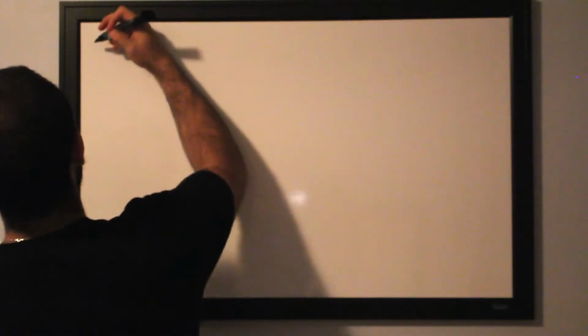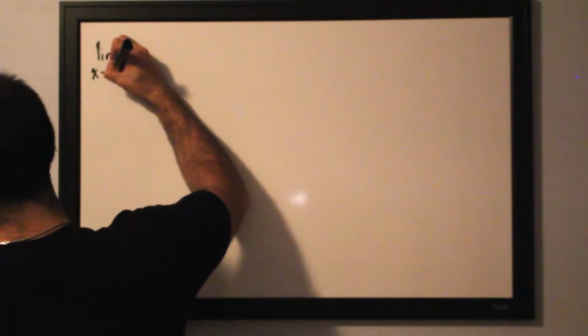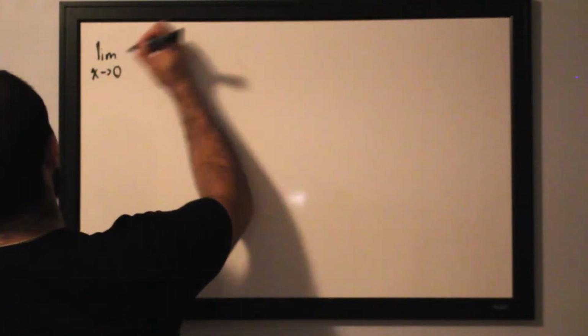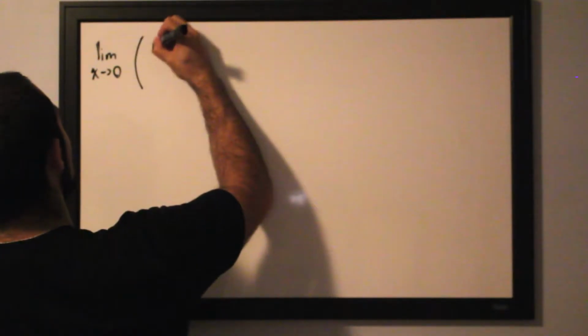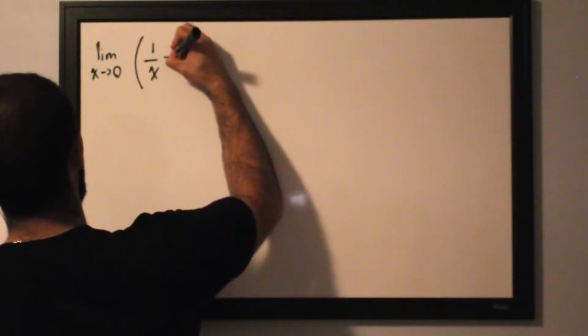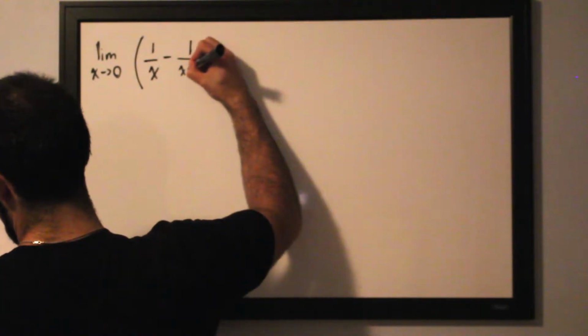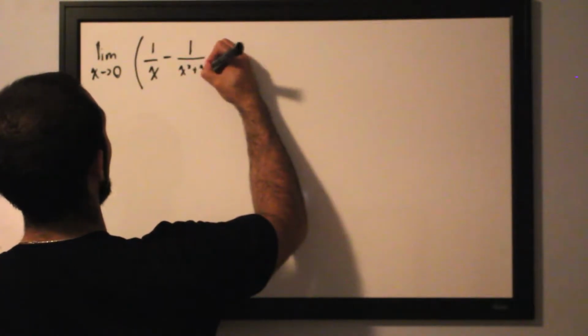Going to be finishing up soon. We got 2 more. This one looks terrifying. We're going to take the limit as x approaches 0, once again, for this entire thing over here. It's going to be 1 over x minus 1 over x squared plus x.